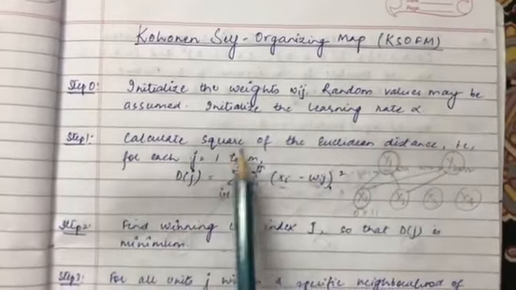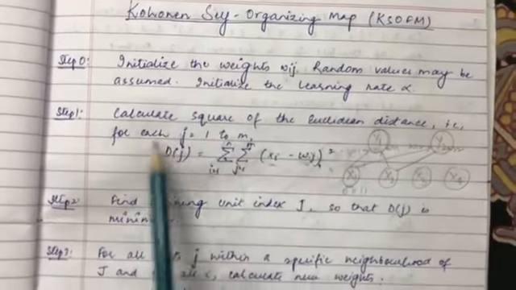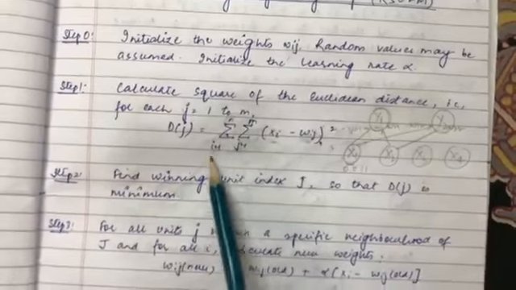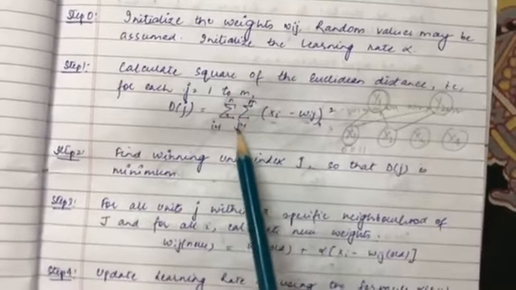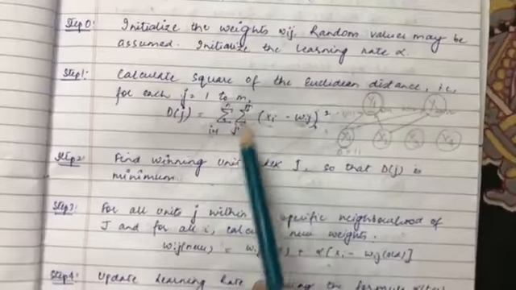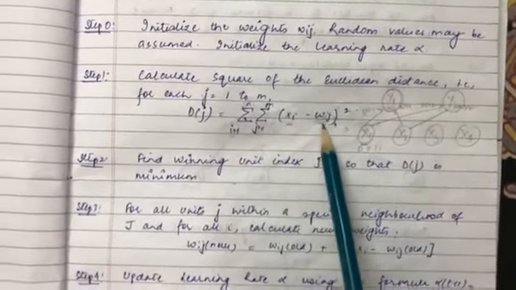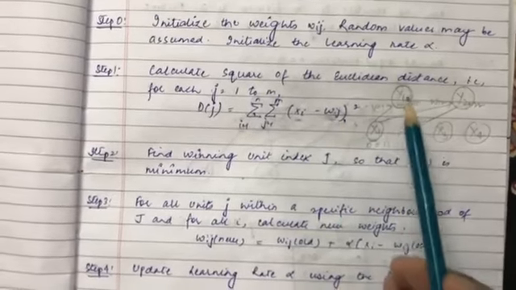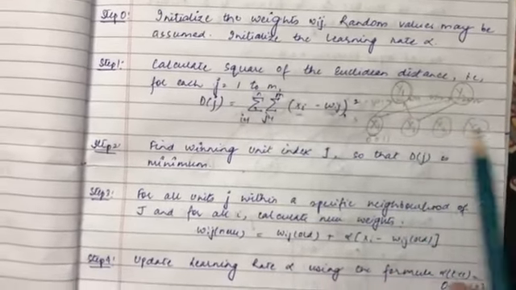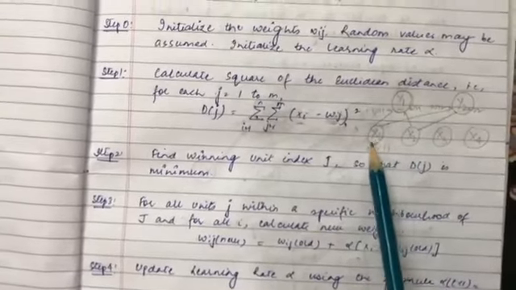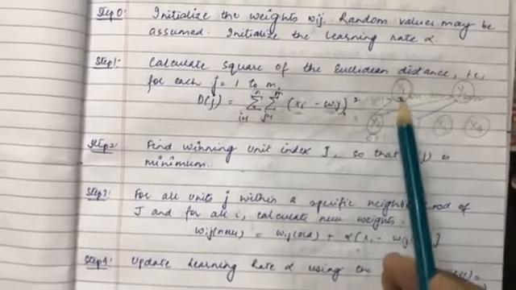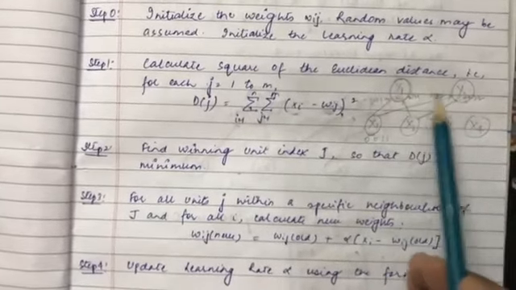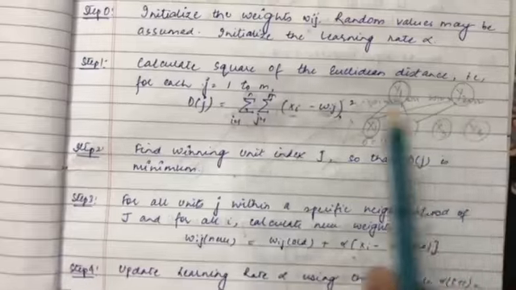Step 1 is to calculate the square of the Euclidean distance, that is, for each j equal to 1 to m, dj equals double sigma, i equal to 1 to n represents the number of input vectors, j equal to 1 to m represents the number of clusters, xi is input, wij is the weight with which the input vector is associated with the cluster. For example, if we have two clusters and 4 input vectors, then we need to calculate the square of the Euclidean distance of x1 with y1 and y2. And out of these two, whichever distance is lower, that cluster will be called the winning cluster.